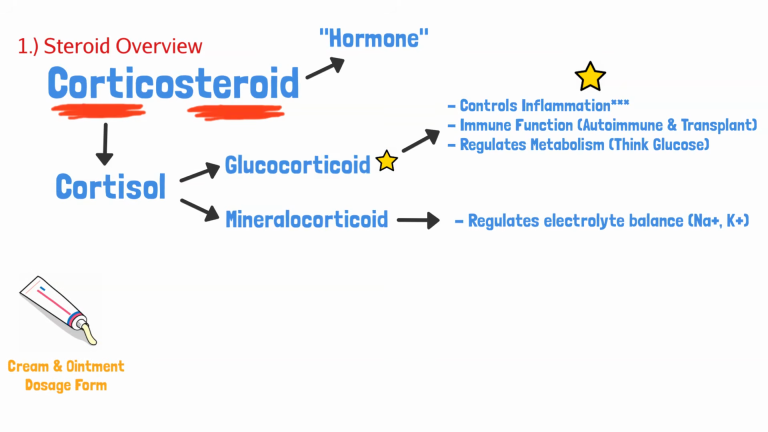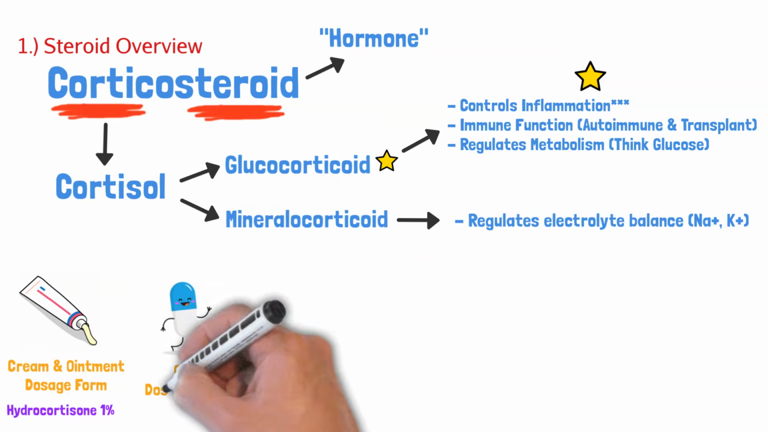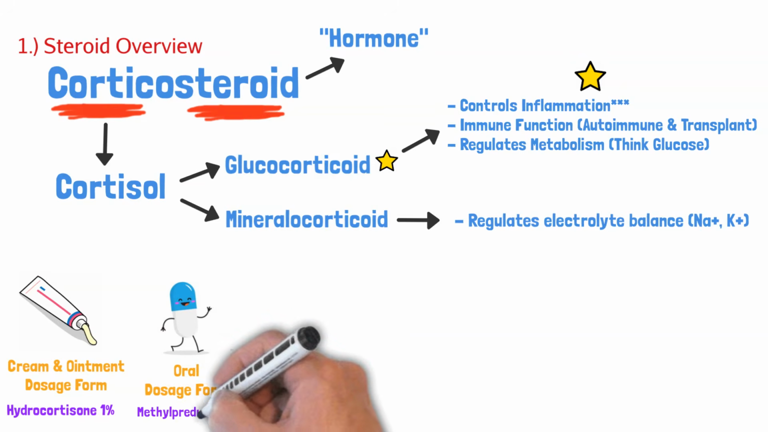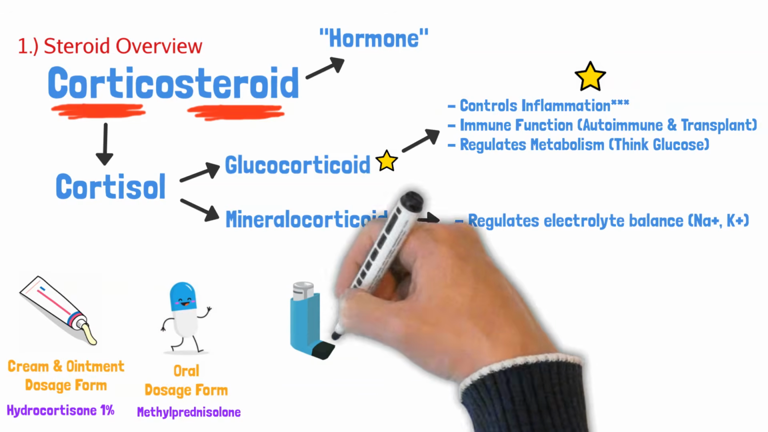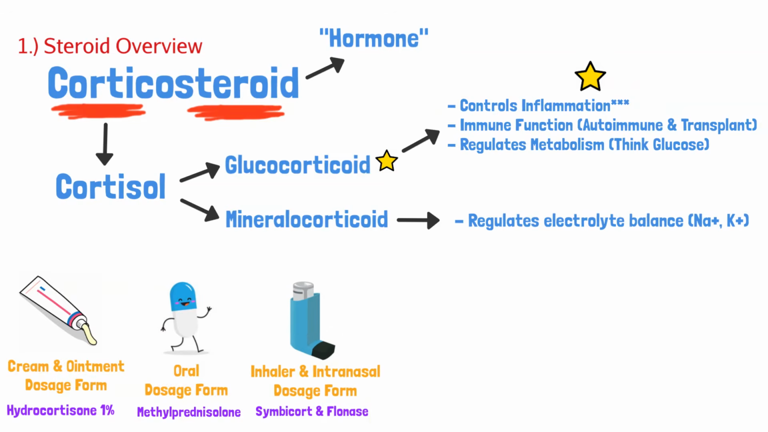The first one, we've seen creams and ointments for inflammation. These corticosteroids can come in this form, and we've seen hydrocortisone as a popular option. We also see oral dosage forms, so all the tablets and capsules. A popular one is methylprednisone. They usually come in these dose packs. We can also see these steroids in inhaler form or intranasal form. Both we've seen as Symbicort or Flonase for allergies and asthma.